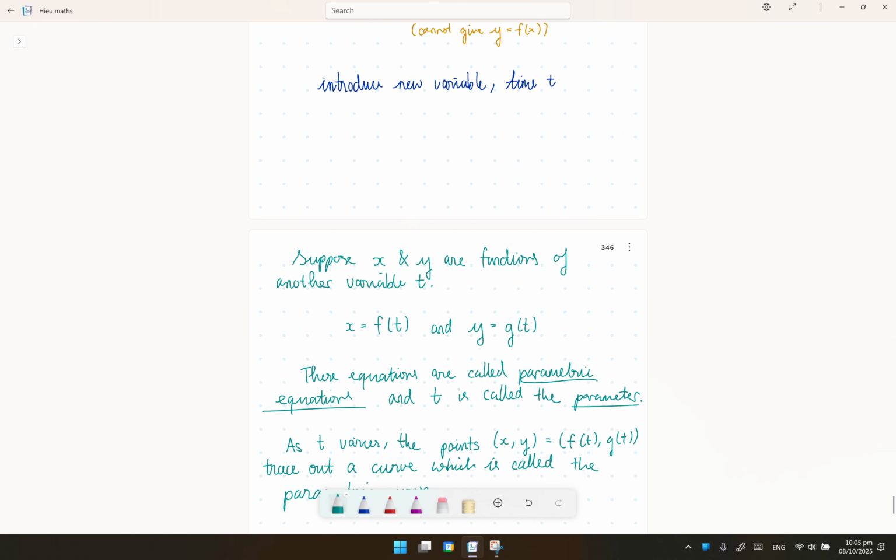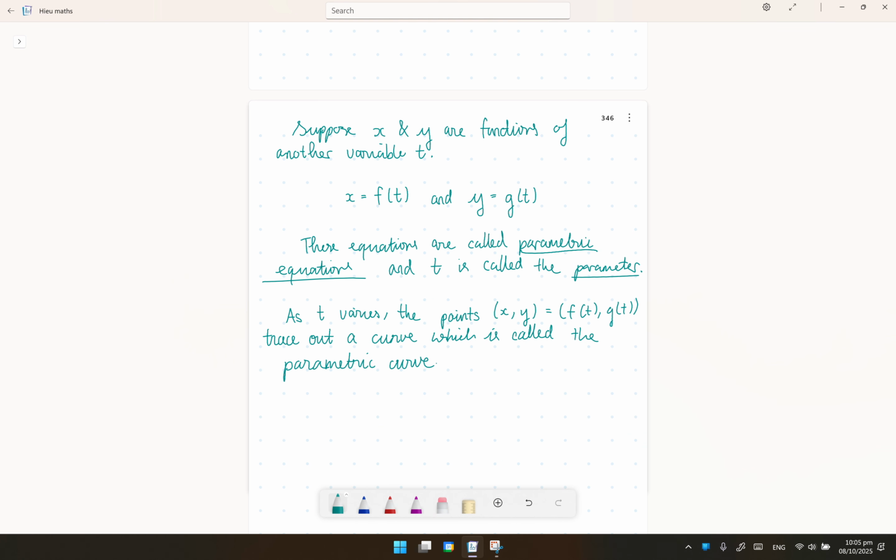So let's think about it, okay? Suppose we have x and y that are functions of another variable t. x equals f(t) and y equals g(t). So you can see how x is a function of t and y is another function of t. They're not the same. These equations are called parametric equations because t is the parameter, right? So for example, if there was a function y equals f(x), then x would be the parameter for that function.